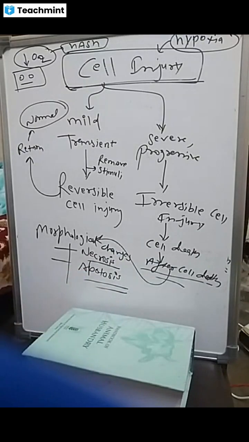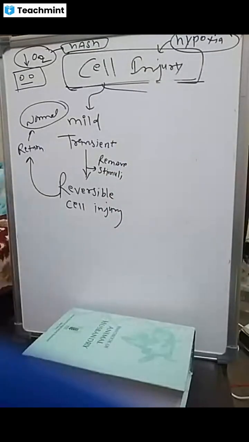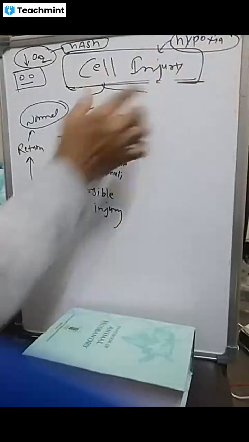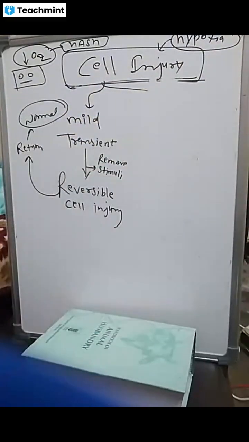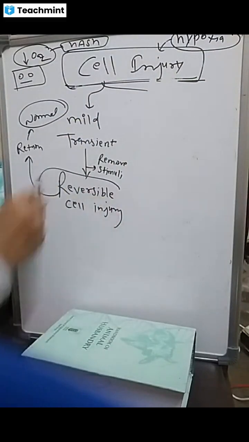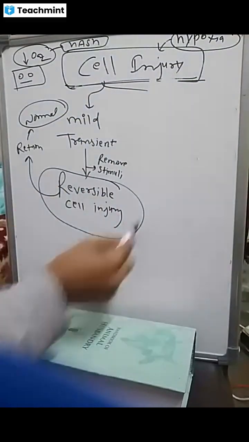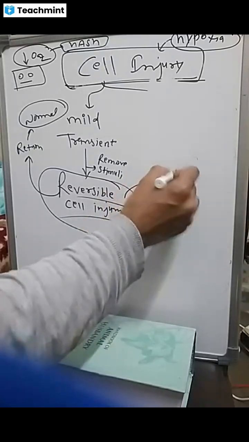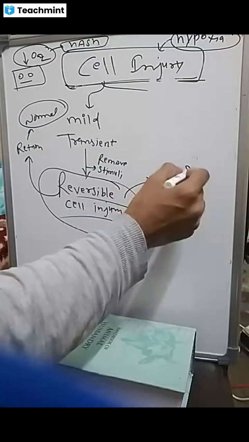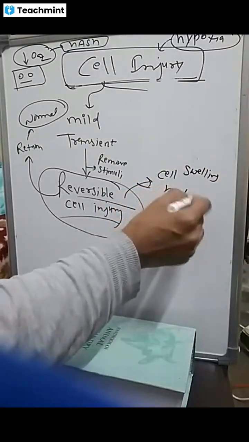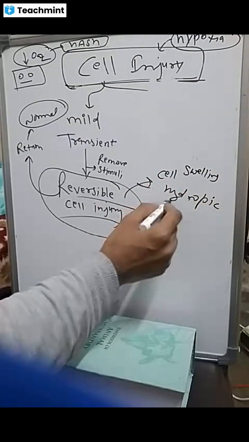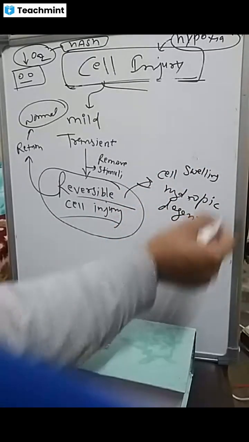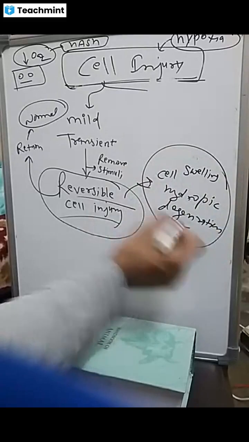So in the next lecture, we'll see, if because of hypoxia the injury is mild or transient, then what will happen? Then reversible injury will be there. In this, we'll see the swelling, hydropic change. These we'll discuss next.